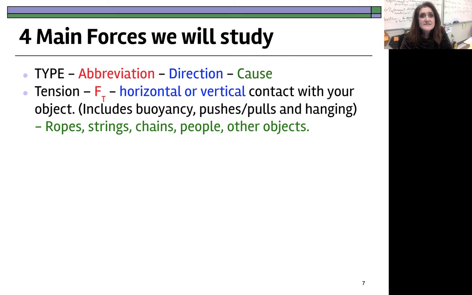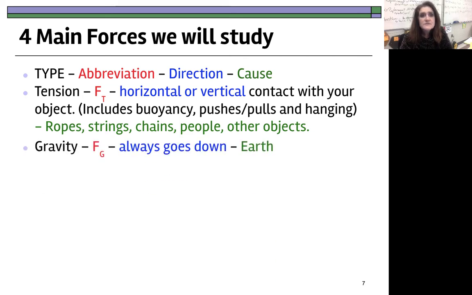The first force is tension. This is Ft. It will go in a horizontal or vertical direction, and it requires contact with your object. This does include buoyancy, pushes, pulls, and hangs. And generally, the cause of this force is a rope, string, chain, person, or other object.